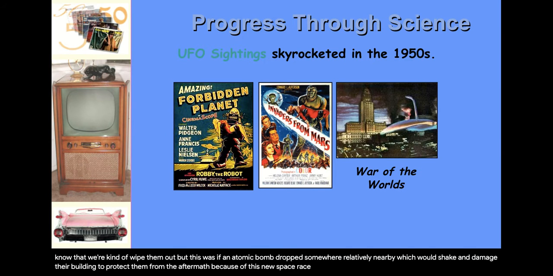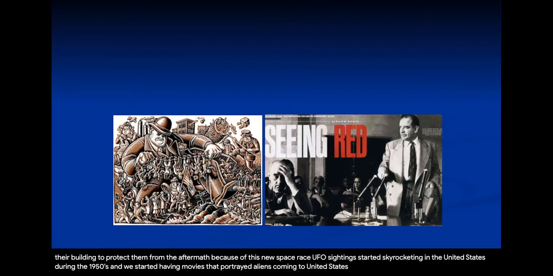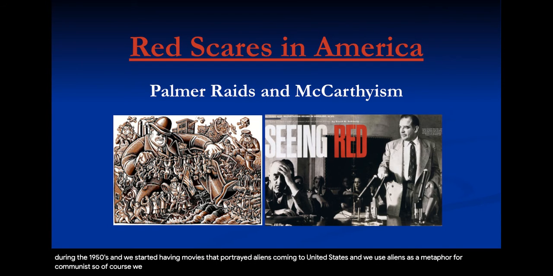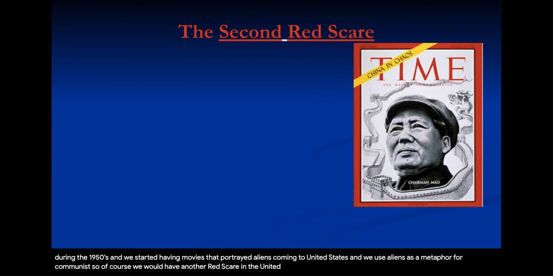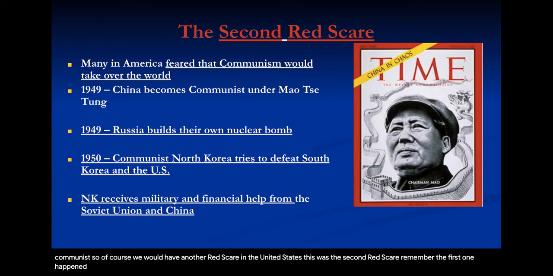Because of this new space race, UFO sightings started skyrocketing in the United States during the 1950s, and we started having movies that portrayed aliens coming to the United States. And we use aliens as a metaphor for communists. So, of course, we would have another Red Scare in the United States. This was the second Red Scare. Remember, the first one happened in the early 1900s in the United States. Our second Red Scare, again, a Red Scare is a fear of communism, so a fear that communism would spread or take over the world.